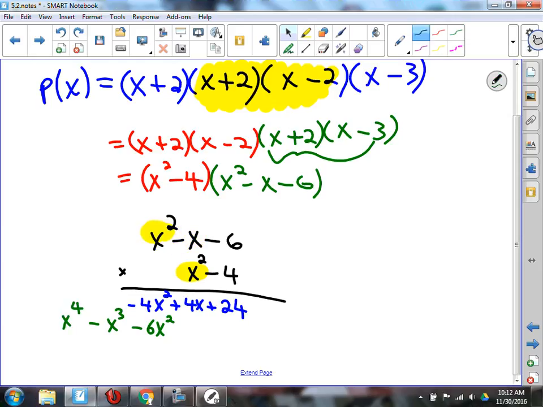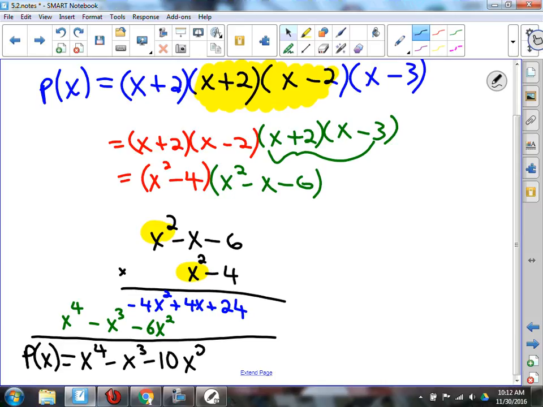And then you combine all your terms. So the answer should be that p of x is x to the 4th minus x cubed, minus 10x squared plus 4x plus 24. How could you check? A graphing utility?